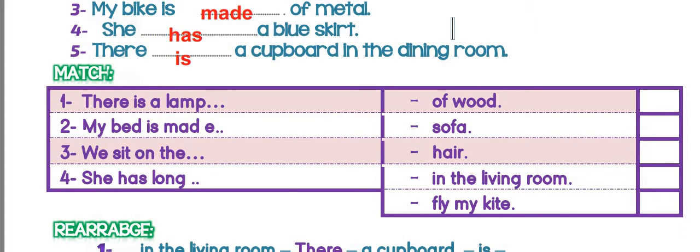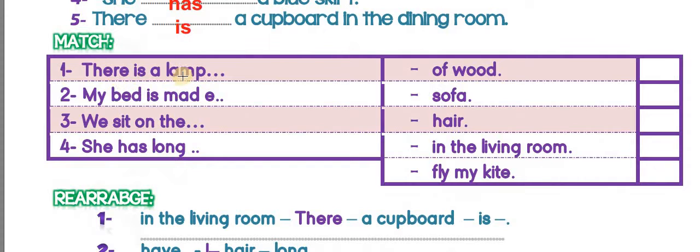هنعمل ماتش يا شباب يلا. number 1 grade 3 شطار. there is a lamp في لمبة. there is a lamp فين بقى؟ اللمبة فين؟ in the living room. أباجور أو لمبة. there is a lamp in the living room.